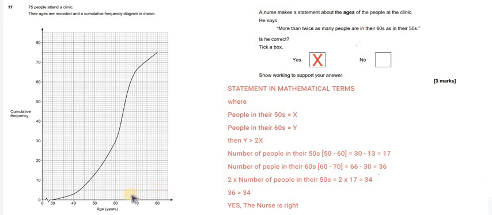Number of people in their 70s, that's just 1 above 65, that's 66. And people in their 60s, that's at 60, that's 30. Found that there. So 66 minus 30 for people in their 60s, that will be 36. So 2 times the number of people in their 50s, that's 2 times 17, which is 34. 36, number of people in their 60s, is greater than 2 times the number of people in their 50s. So yes, the nurse is right.